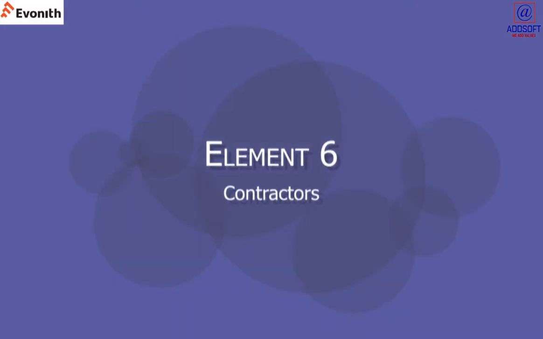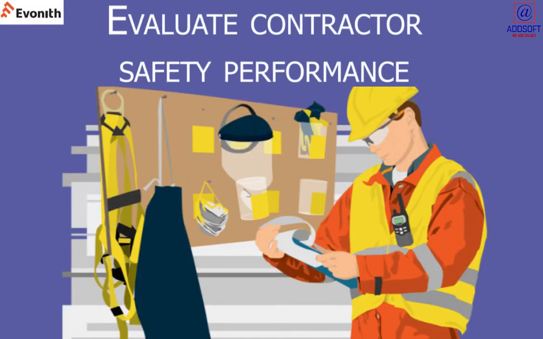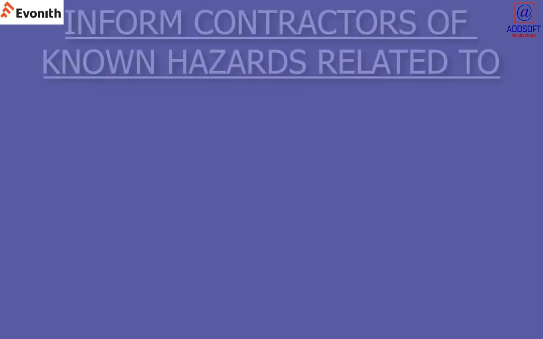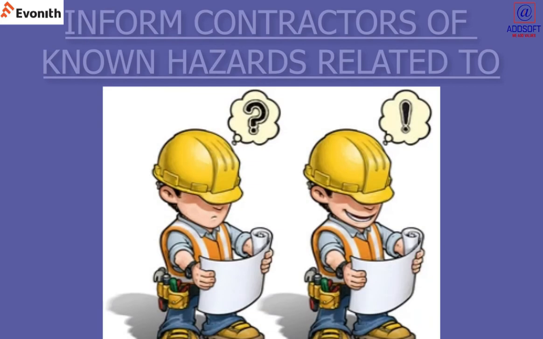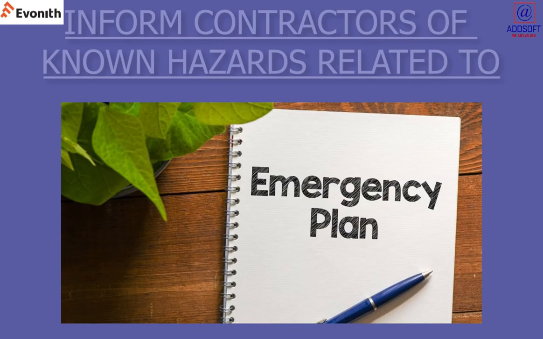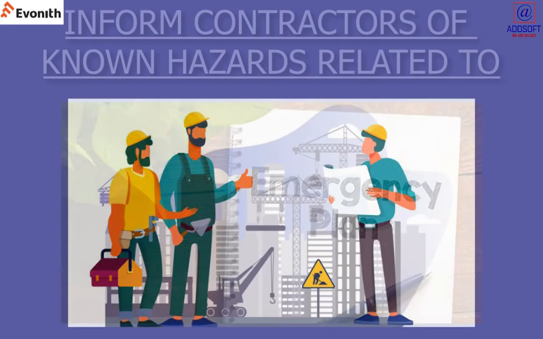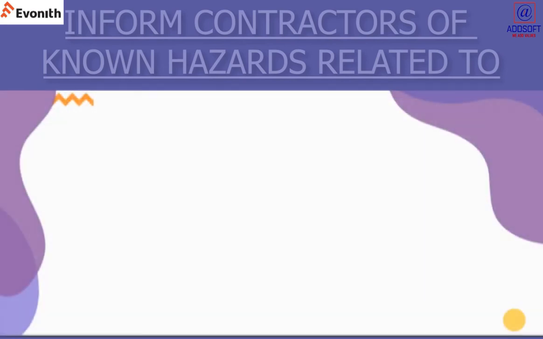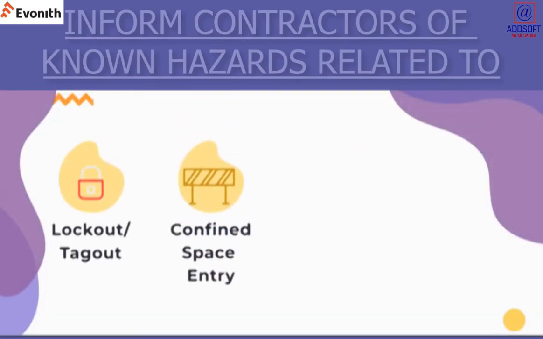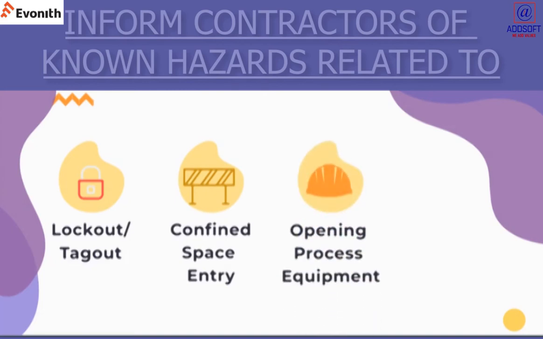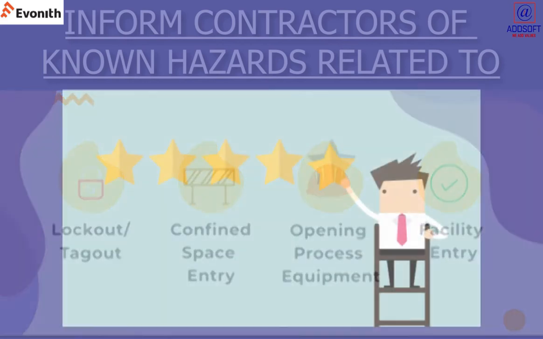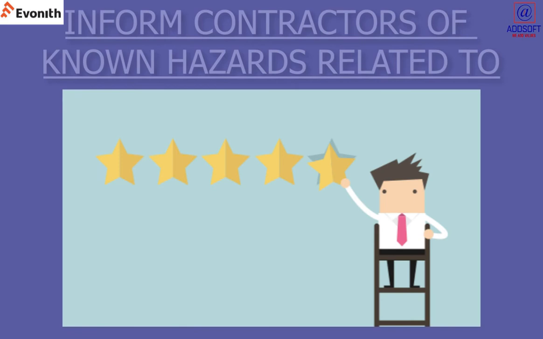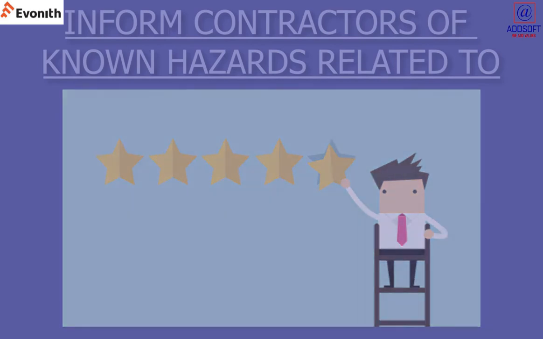Element 6. Contractors. Evaluate contractor safety performance prior to selection. Inform contractor of known hazards related to work being performed and the process. Inform contractor of emergency plan. Implement safe work practices covering work activities: lockout, tagout, confined space entry, opening process equipment, and facility entry. Periodically evaluate contractor performance on meeting OSHA obligations.